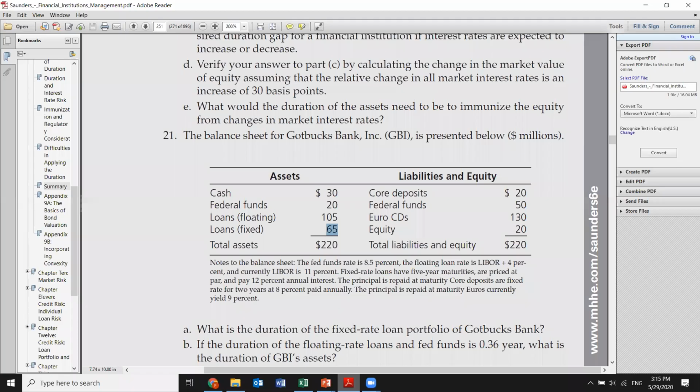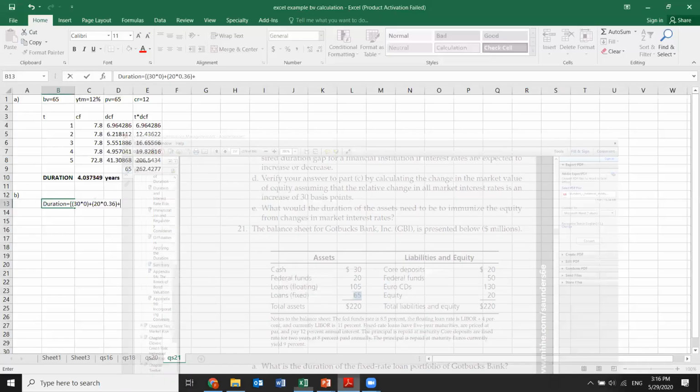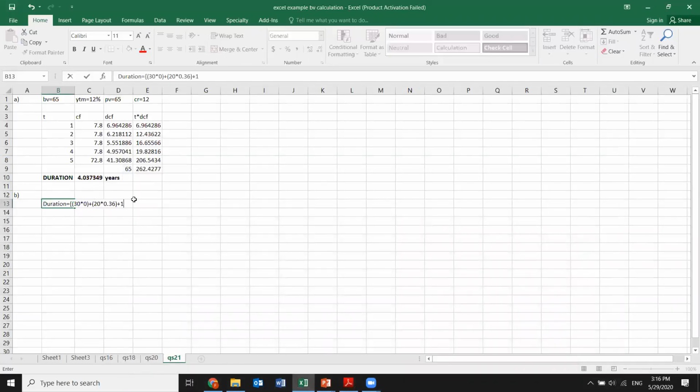Plus we have 105, which is floating rate, okay? But for the floating rate loans, it's the same duration. So 105 times 0.36 plus the fixed rate. The fixed rate loan is 65 times the duration, which is here, 4.03. That would give us the duration of assets, the duration of assets of this bank.